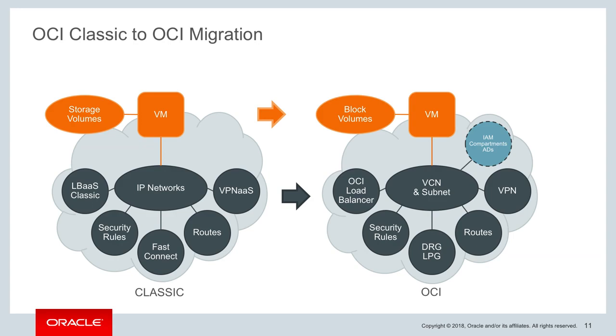In OCI, a network is called a virtual cloud network, and it has subnets in the virtual cloud networks, and we have load balancers and corresponding security rules and routes belonging to the virtual cloud networks, along with VPN, DRG, and LPG, which stands for Dynamic Routing Gateway, and Local Peering Gateway, which allows connectivity between networks, and also we have virtual machines and block volumes.